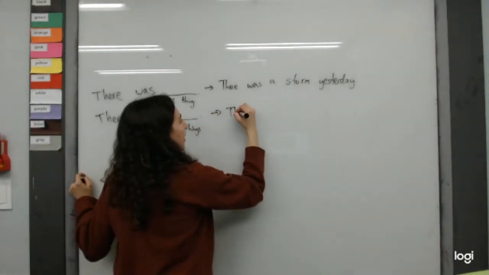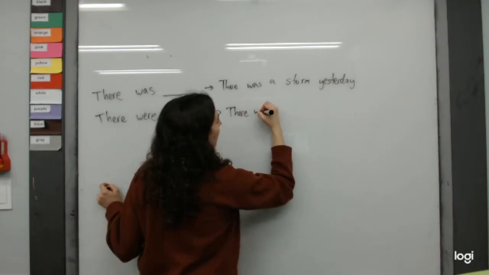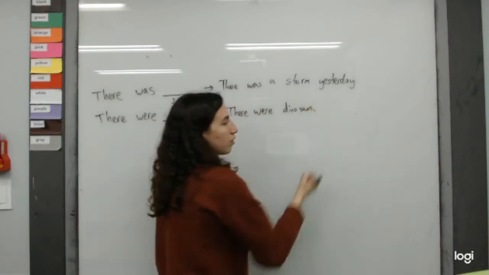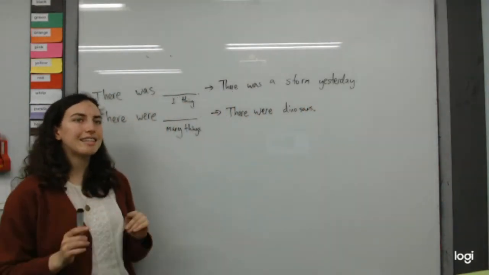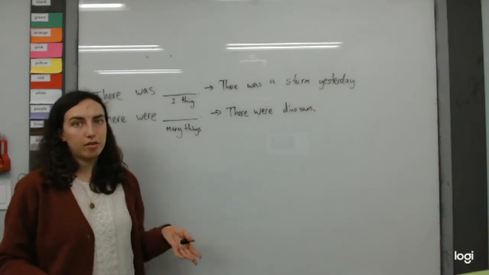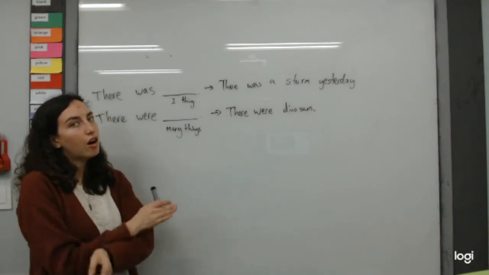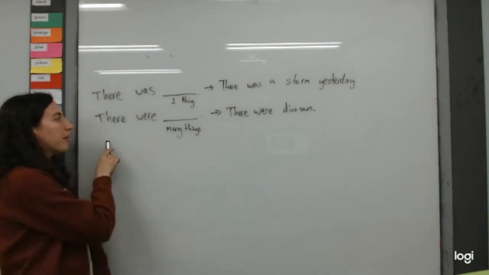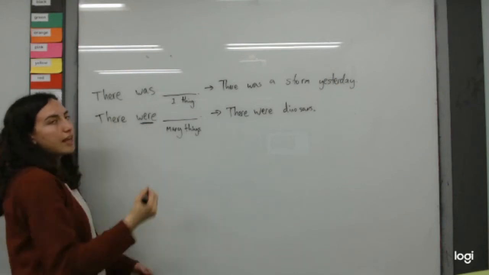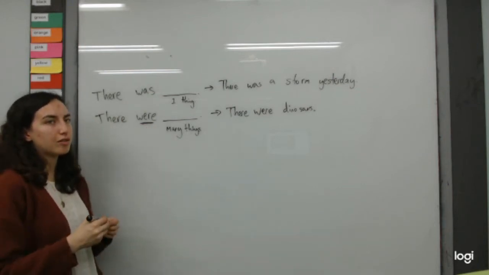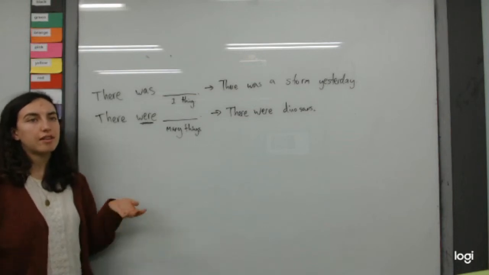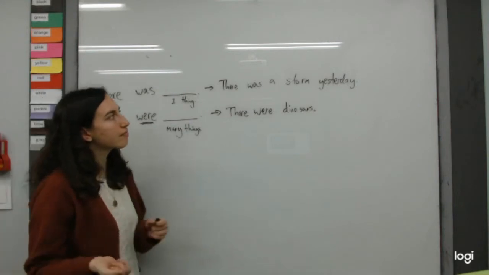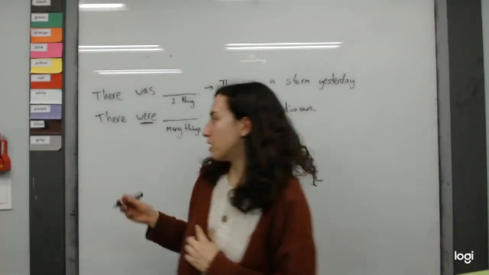So we can say, there were dinosaurs. Dinosaurs in the past existed. Now, all dinosaurs are dead. So we can't say there are dinosaurs because dinosaurs' lives are all finished. But we can say there were dinosaurs. In the past, there were dinosaurs. Now, all dinosaurs, their lives are finished, so there were dinosaurs. Okay? So that is when we use there was and there were.